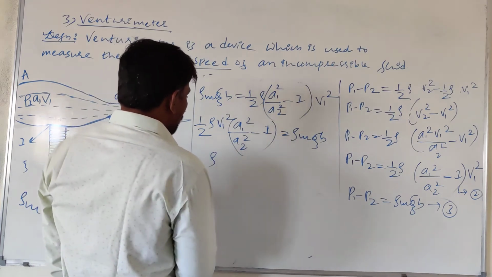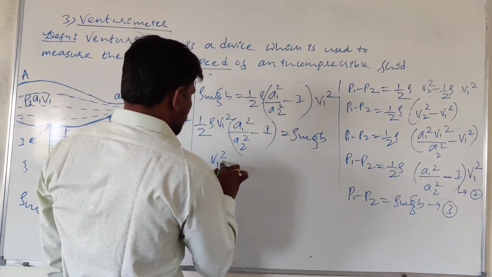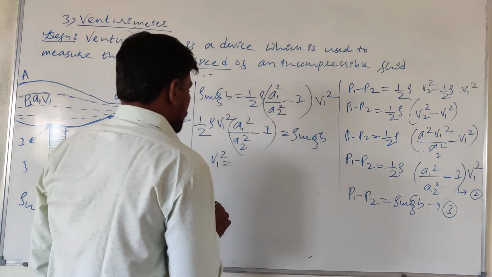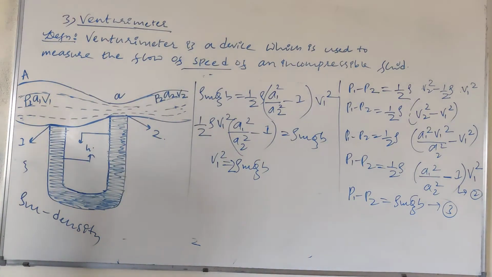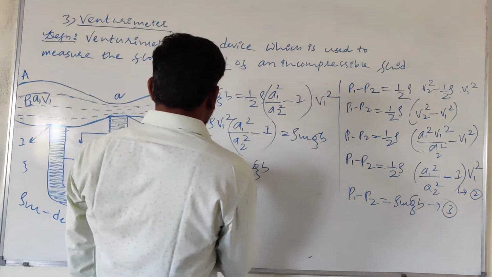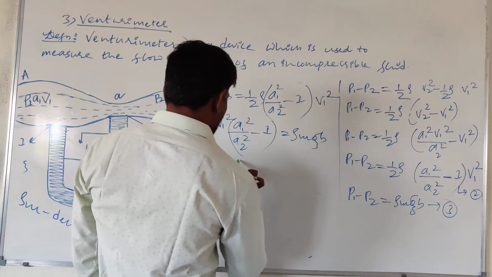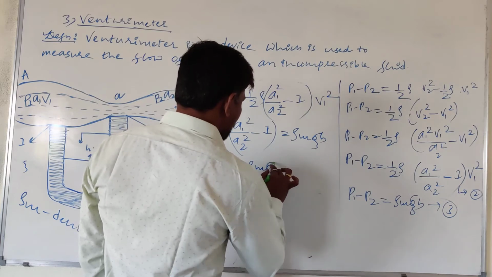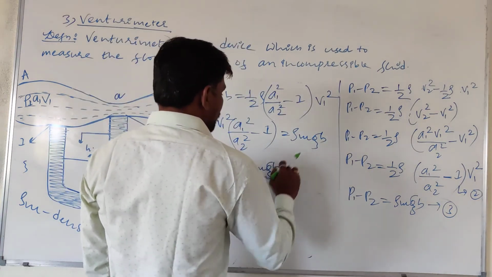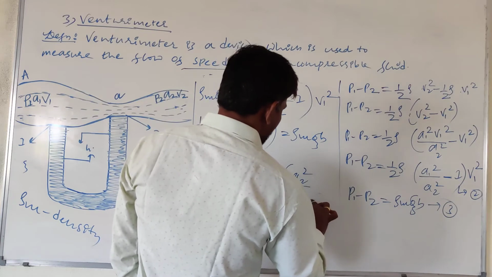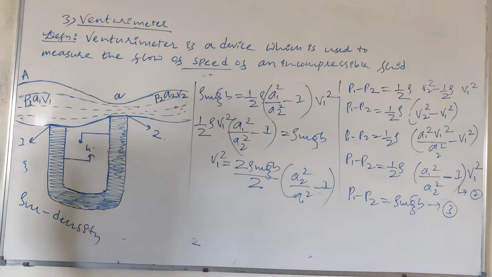So now we take it over. V1 square is equal to 2 rho m gh divided by rho, with 2 divided by 2, and then A1 square divided by A2 square minus 1.